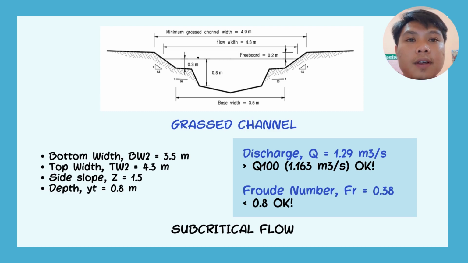Lastly, check for the Froude number. We get 0.38, which is lower than 0.8. So to conclude, our grass channel has subcritical flow. Okay, that's all from me.